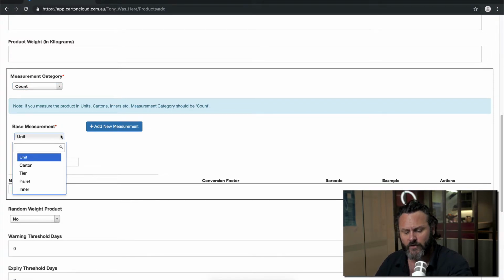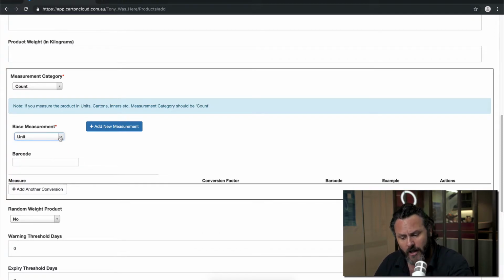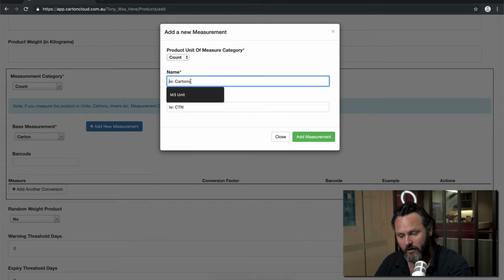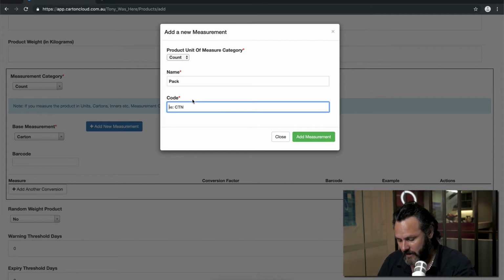So with this one, we're talking about bundles of cartons. So for me, it's just going to be a unit. If it was my cartons of orange juice, I could have it down as a carton. If I needed to add a new measure in here, I could come in here and, for instance, go that I actually want to have a pack. And I put in the code down here as a pack.